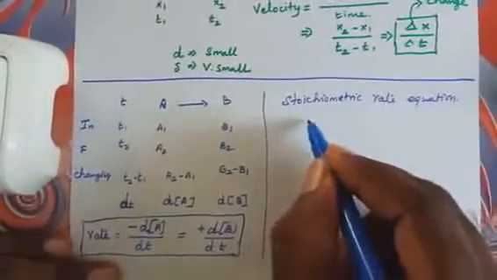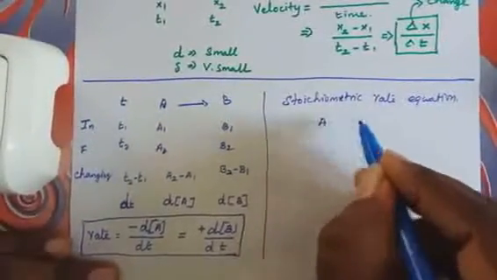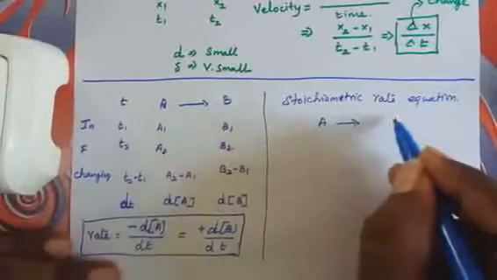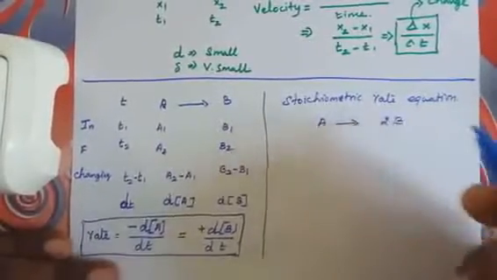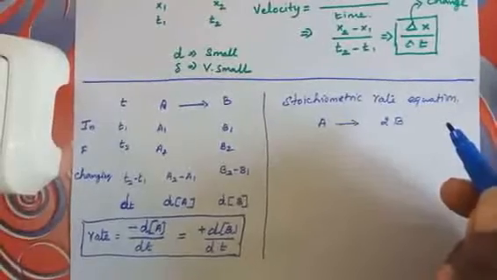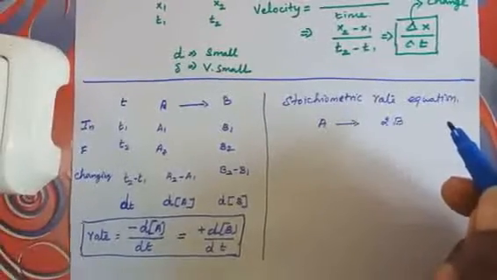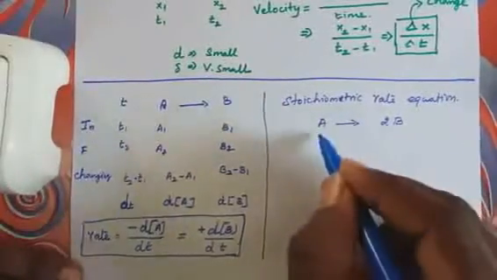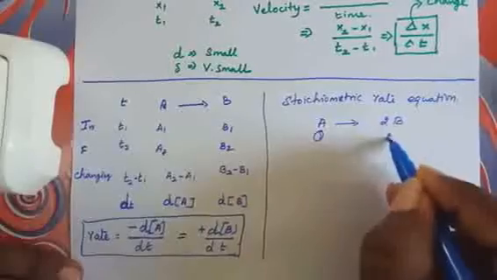Consider a reactant A giving product B. Here the reactant and product may be present in non-stoichiometric terms. That means 1 mole of A will give 2 moles of B.